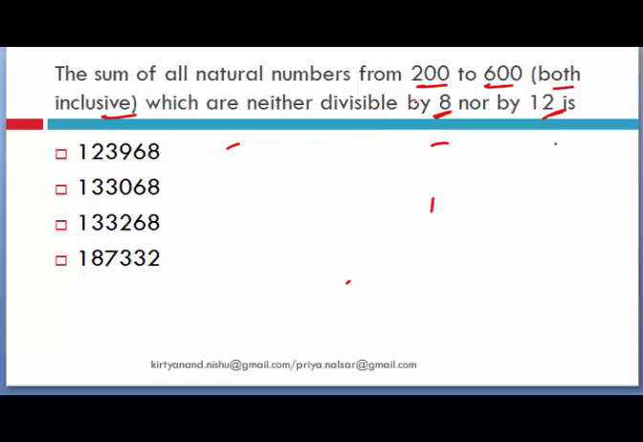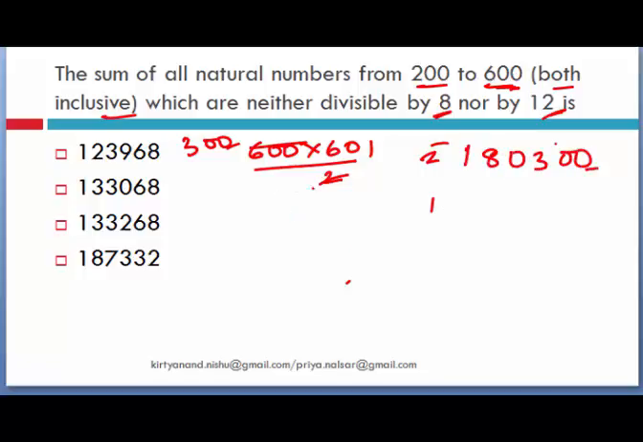So see, first I will find the sum of all the numbers up to 600, which is nothing but 600 into 601 by 2. Okay, so n into n plus 1 by 2, that is the formula. So I am finding it out, and this is the sum of all the numbers starting from 1 and going up to 600.